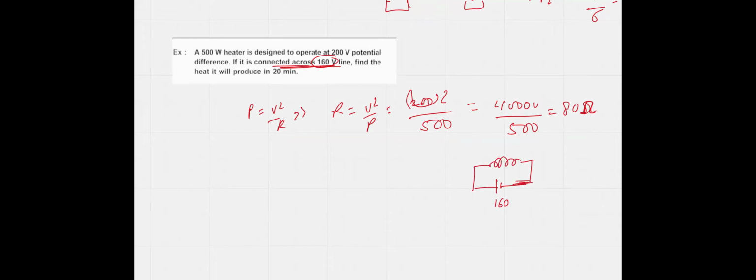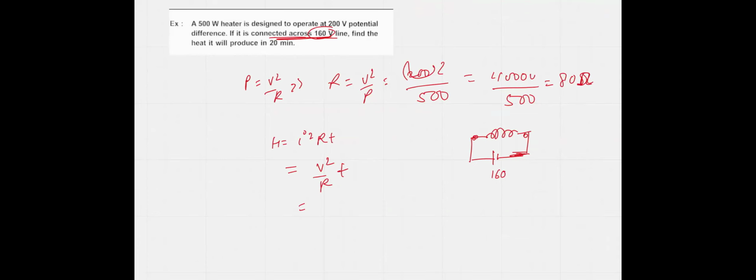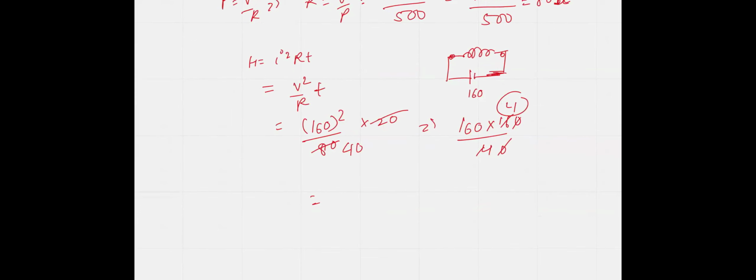So what is the heat? Heat is basically a kind of energy. So energy is nothing but I square R T. Or, if you know the voltage across it, you can use V square by R into T. So what is the formula? You can simply say 160 square divided by 80, into how much time is given to you? 20. Make it 40. So 160 into 160 divided by 40 is the answer. So this will come to around 640. Yeah, this is the heat.